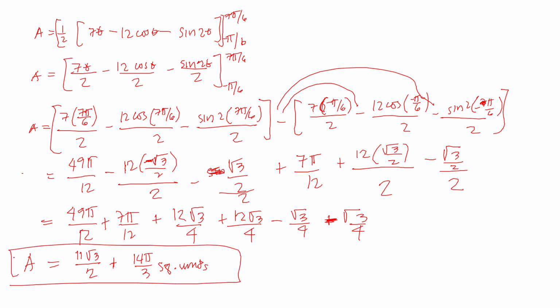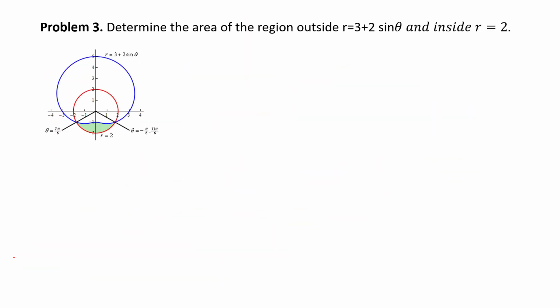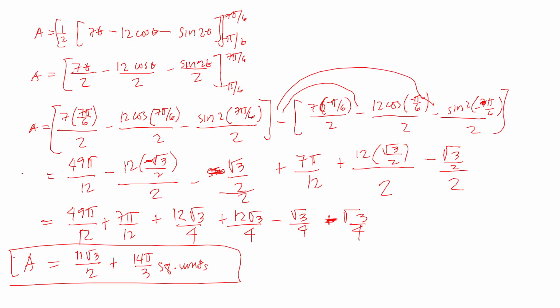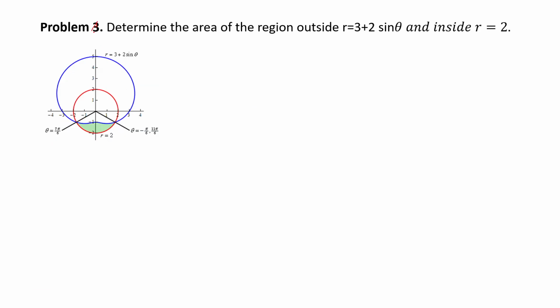Okay, that is for example number 3. Let's proceed with example number 4. Determine the area of the region outside r is equal to 3 plus 2 sine theta and inside r is equal to 2. So we have already taken the intersection, so therefore this is now the illustration. Since the question here is outside the region, our r is outside here and inside the r equal to 2.